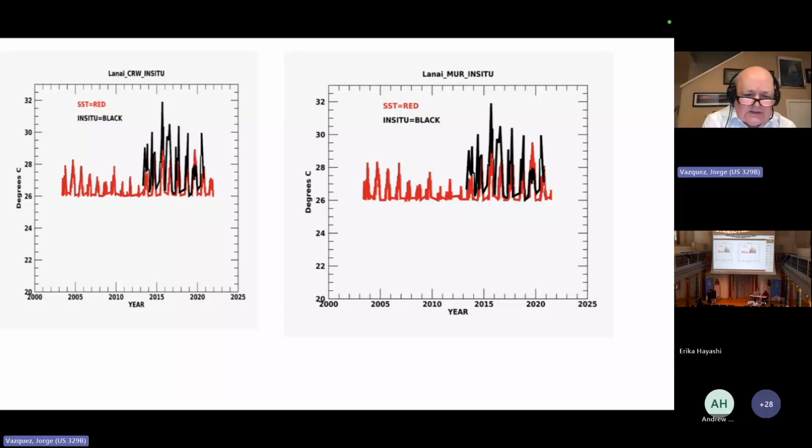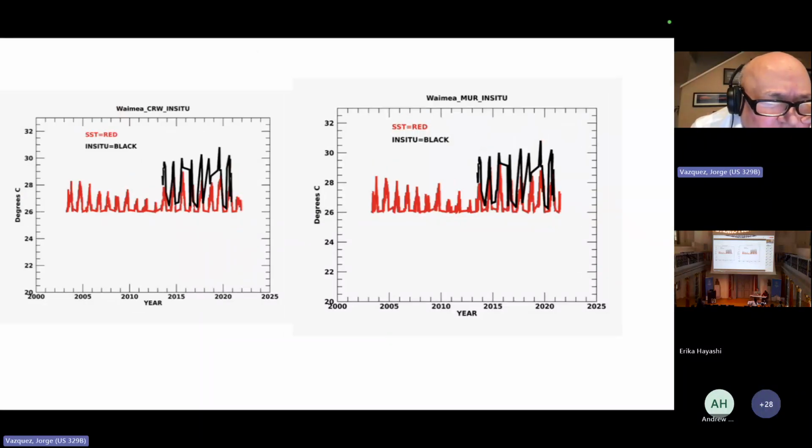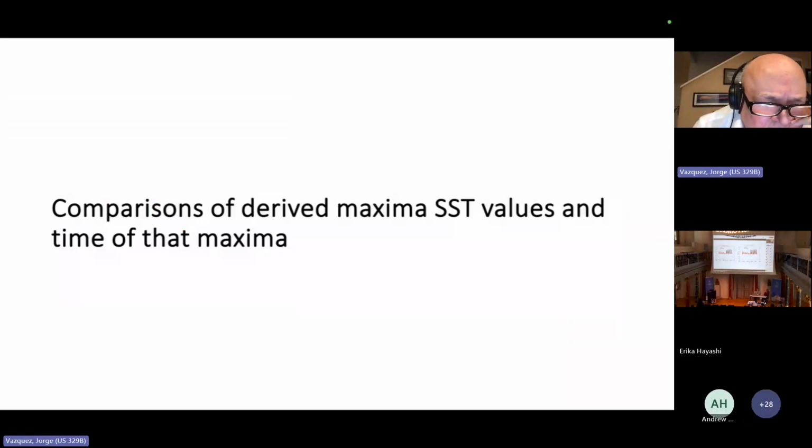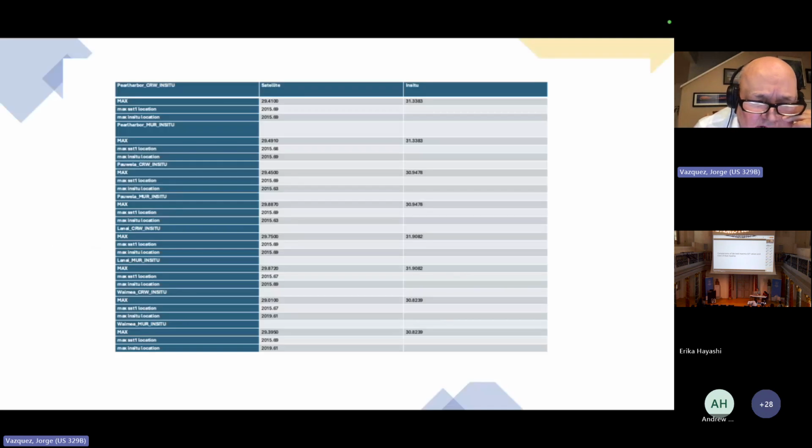Both Mirror and the Coral Reef Watch indicate the higher values past 2015 for SST, and that's consistent with the in situ data. And then this is for Waimea, same thing, and same kind of general trends. So now the next step, just to comment on the comparisons of the derived maximum SST values, because I think this is critical also from the different data sets.